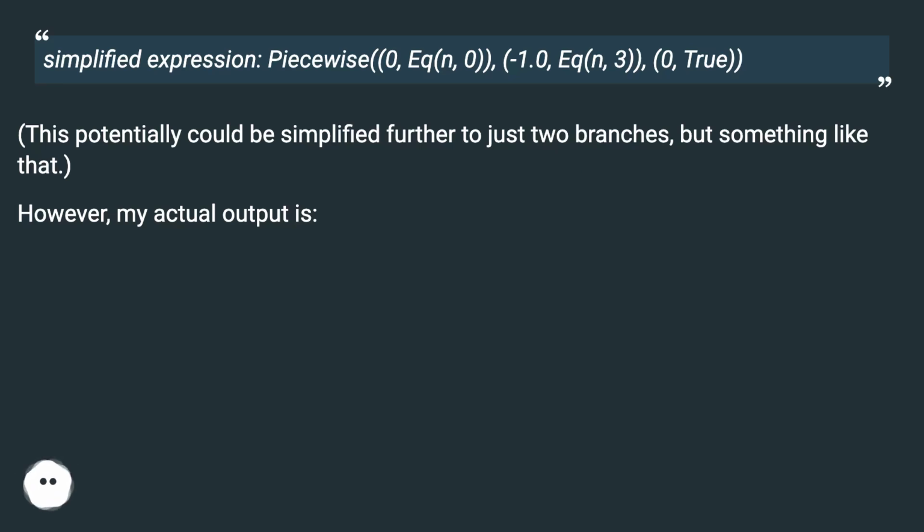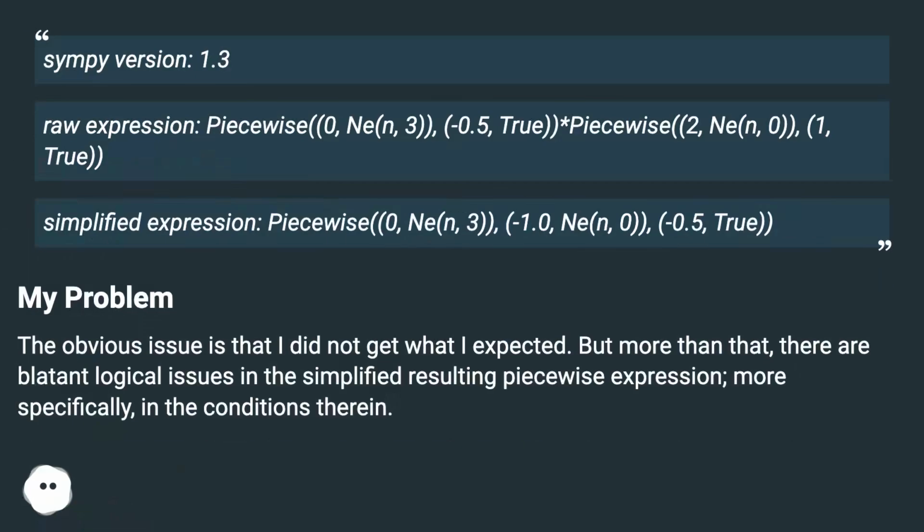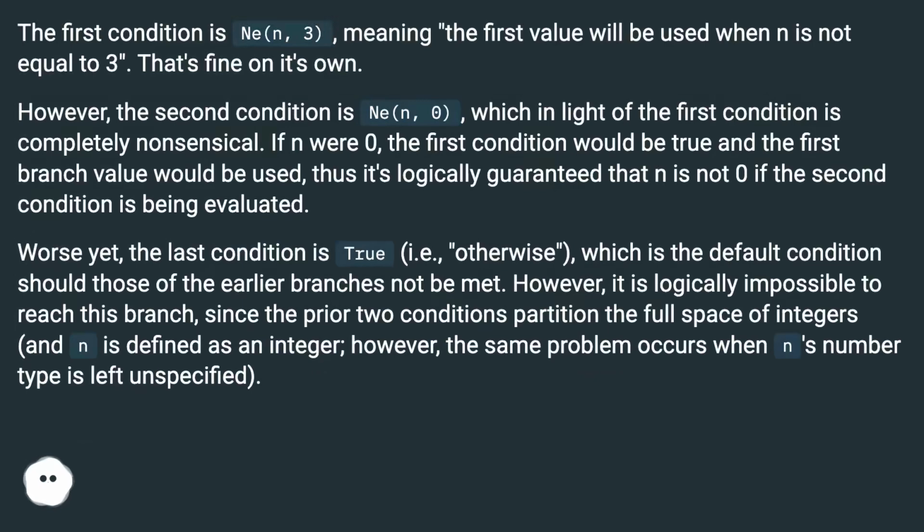However, my actual output is the first condition is Ne(n, 3), meaning the first value will be used when n is not equal to 3. That's fine on its own. However, the second condition is Ne(n, 0), which in light of the first condition is completely nonsensical. If n were 0, the first condition would be true and the first branch value would be used, thus it's logically guaranteed that n is not 0 if the second condition is being evaluated.